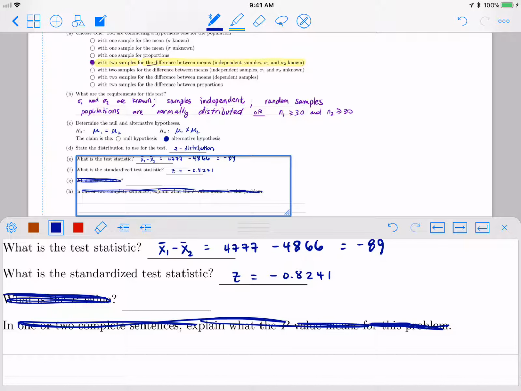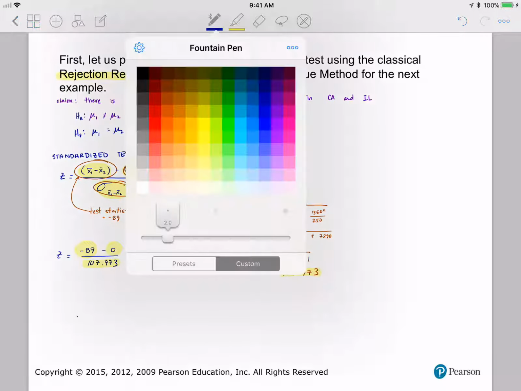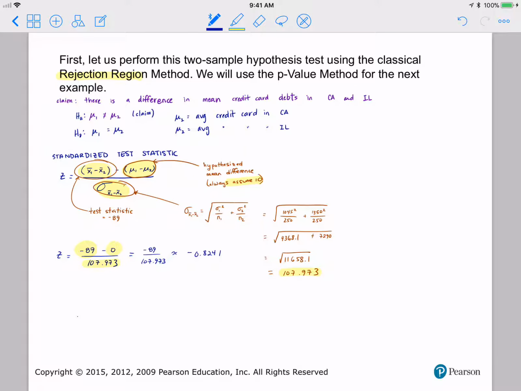Now, we're not going to do the p-value because remember, we are using the method of rejection region. So instead, what we need to do is find the rejection region. Okay, so let's go over here. So we're going to find the rejection region. Now, the rejection region is going to be based on two things. It's going to be based on alpha and whether your test is left-tailed or right-tailed or two-tailed.